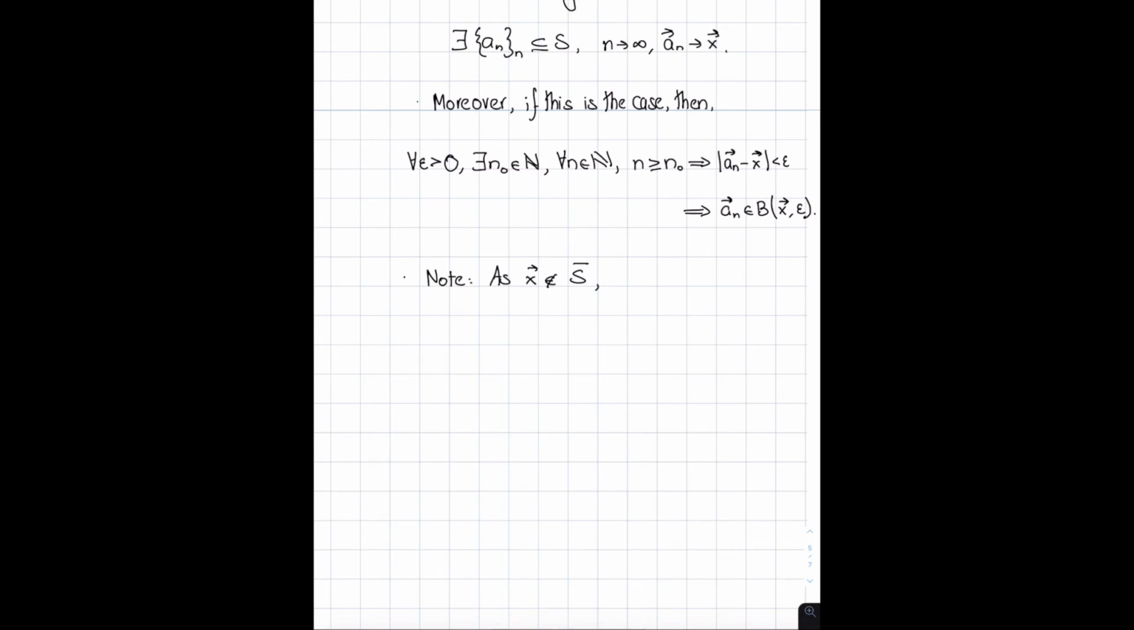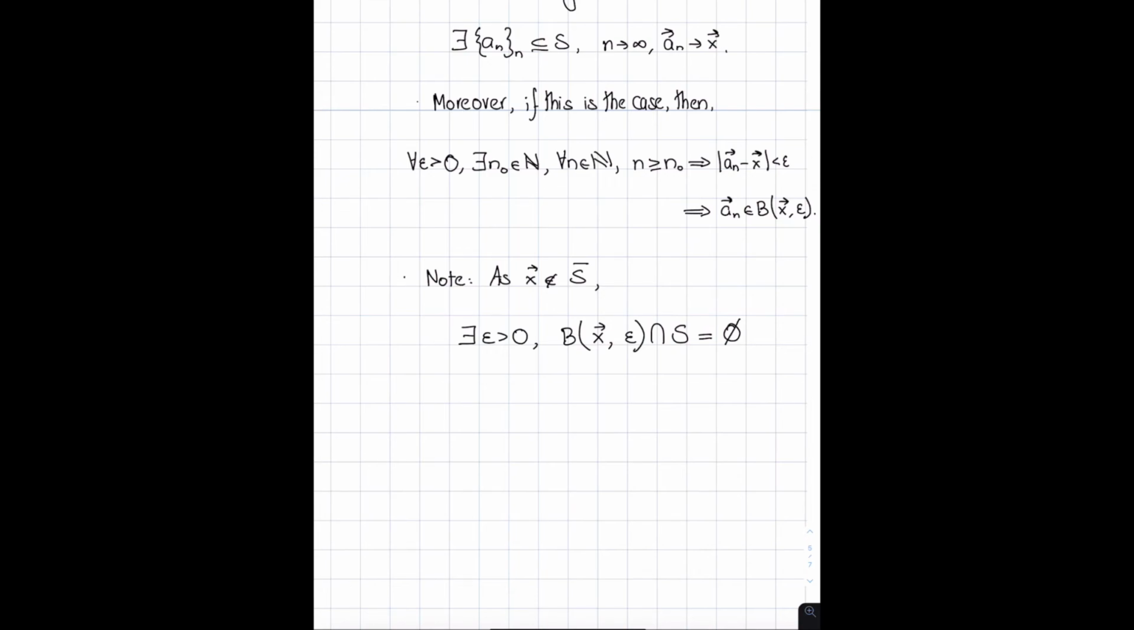There exists an epsilon greater than 0 such that the ball centered at vector x with radius epsilon intersection with S, or you could say with the boundary of S, or you could just say S, it does not matter, is equal to the empty set. So since it's not in the closure of S, we know that there exists an open ball centered at vector x with radius epsilon such that its intersection with set S is equal to the empty set. And this is where the issue comes in.